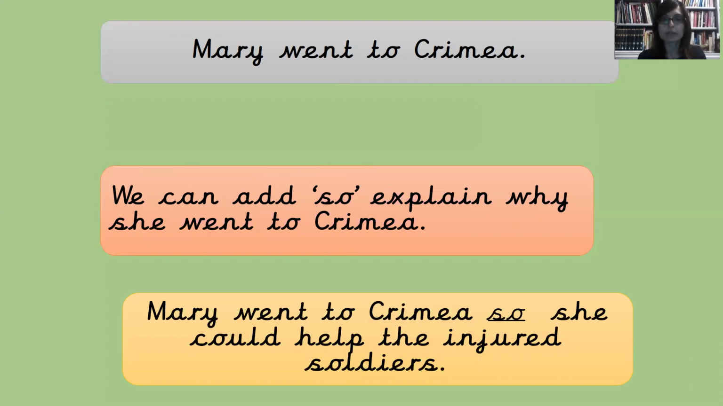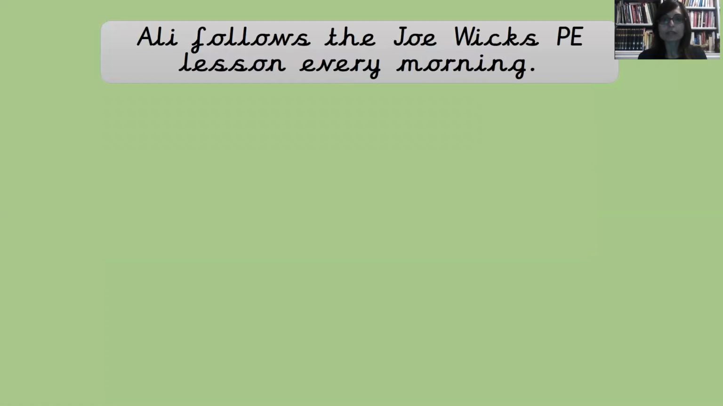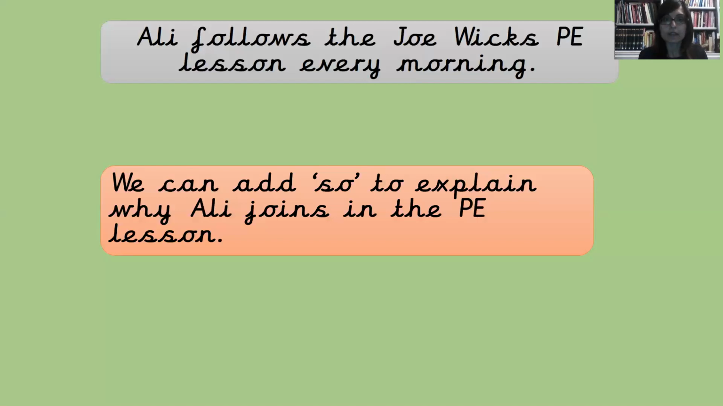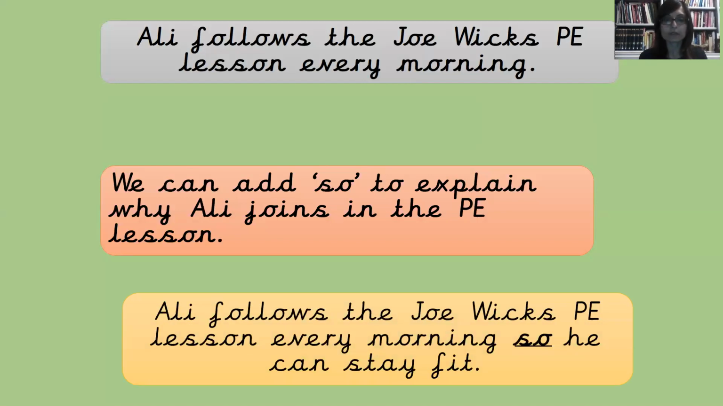You will have noticed we had Mary went to Crimea twice for the conjunctions so and because, but the ending of the sentence was slightly different. Ali follows the Joe XP lesson every morning. We can add so to explain why he joins in. Ali follows the Joe XP lesson every morning so he can stay fit. The reason being he wants to stay fit.